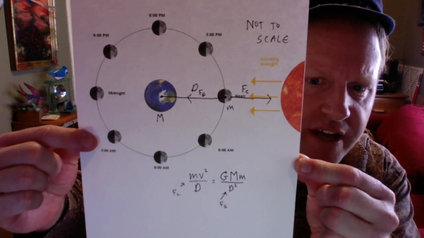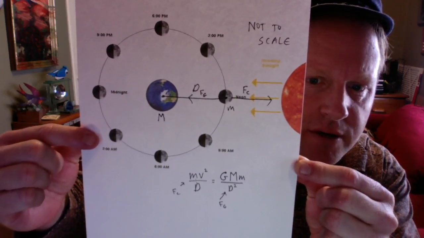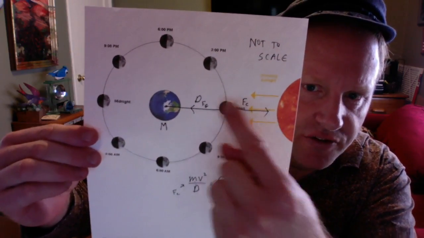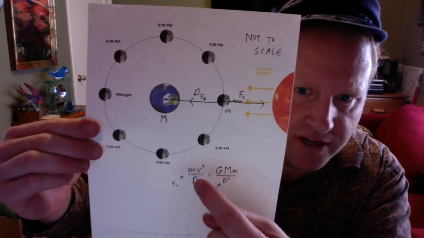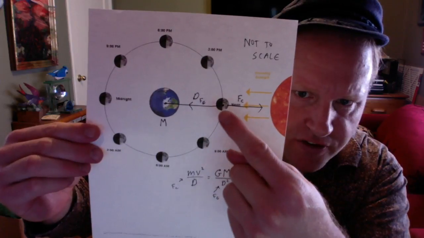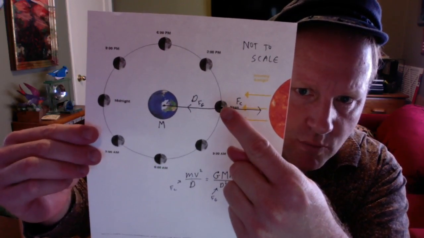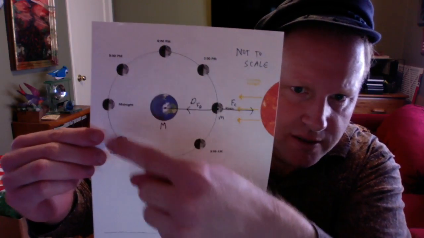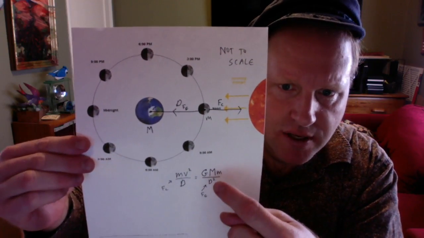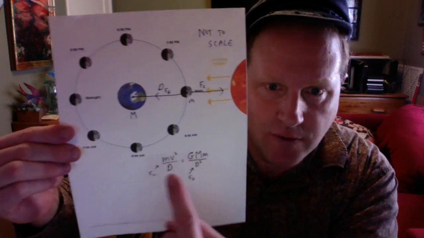You can freeze that and copy it down, but you see that the centrifugal force and the centripetal force have to balance. D would be the distance, and I'm putting it from the center of the Earth to where the Moon's orbit is, and we're assuming a circular orbit. It's not to scale. We're going to see how close we can get with this.